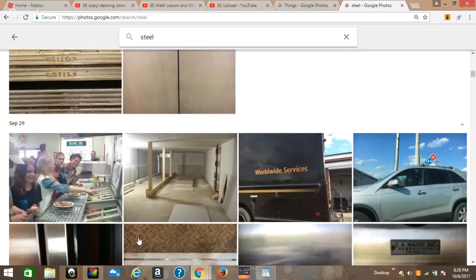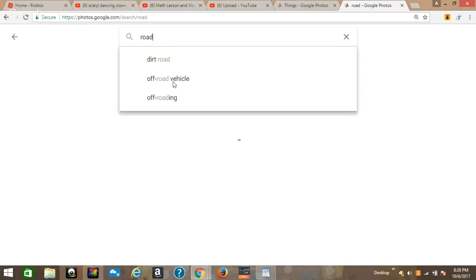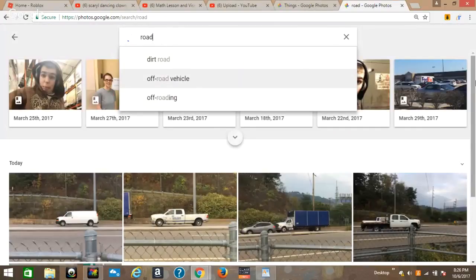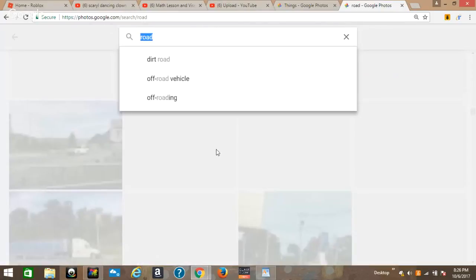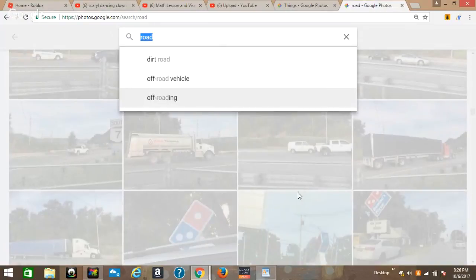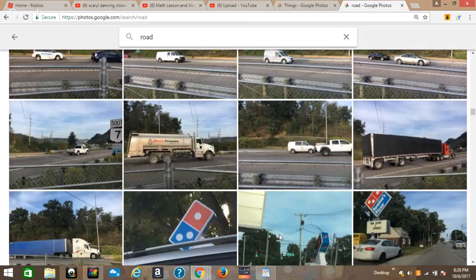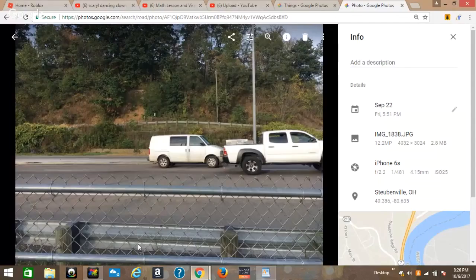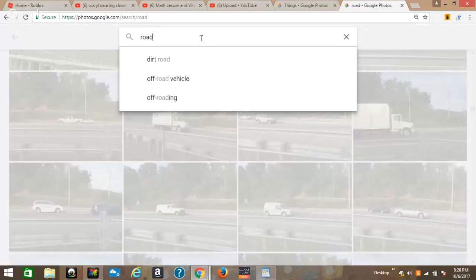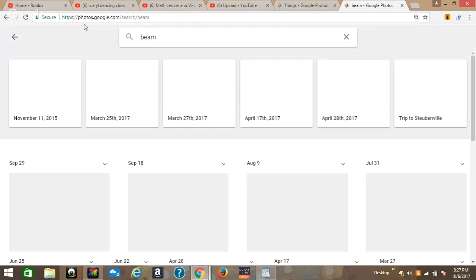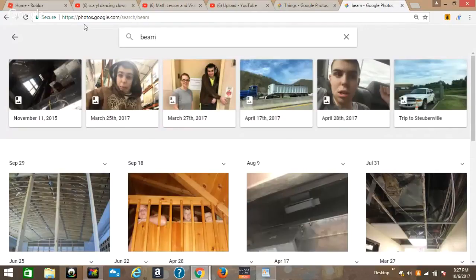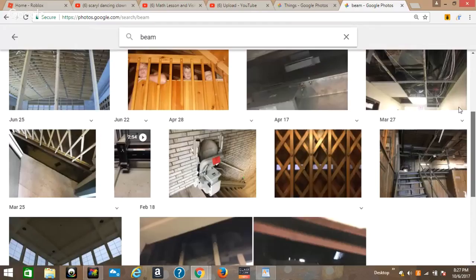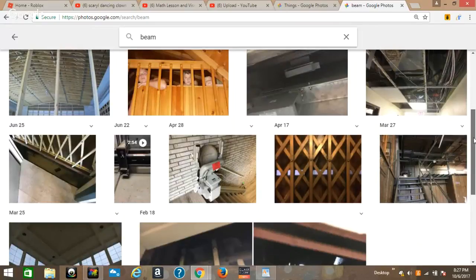Road. A road. There's all kinds of different choices for road. Road, okay. All right. Another thing for a bridge would be beams. A beam. Okay. How about a beam? It's a beam. It's a freight elevator in the Frick building, by the way. A beam, all right?